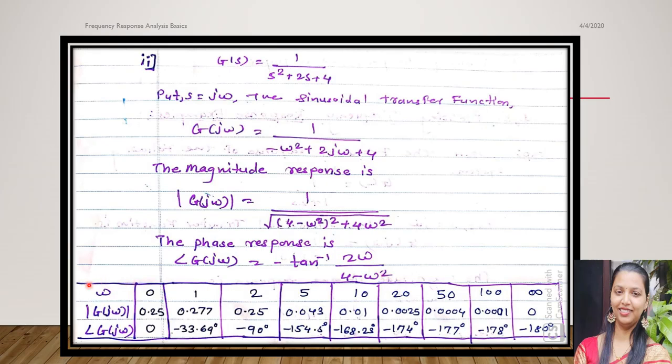Again, make a table and vary ω from 0 to infinity, and tabulate all the values of the magnitude |G(jω)| with respect to ω's values, and also get the values of the phase angle of G(jω) with respect to ω from 0 to infinity. The angle of G(jω) is in degrees.